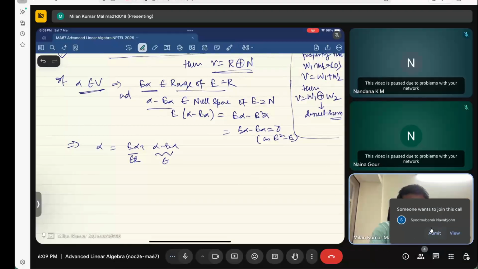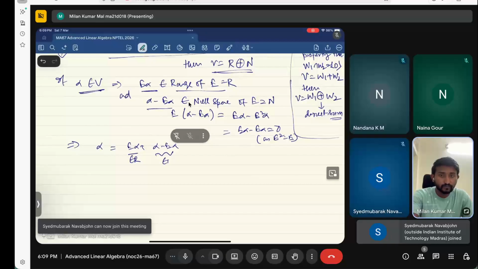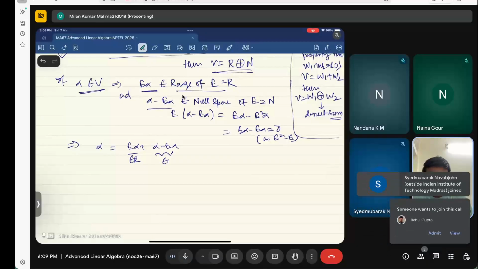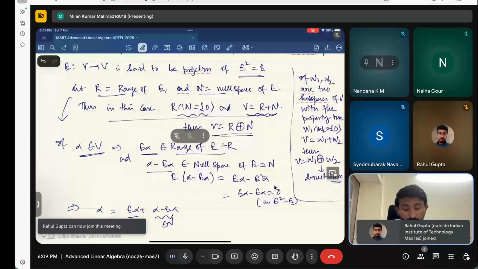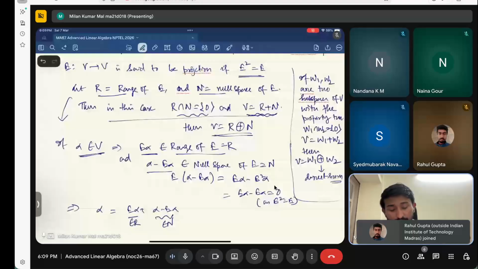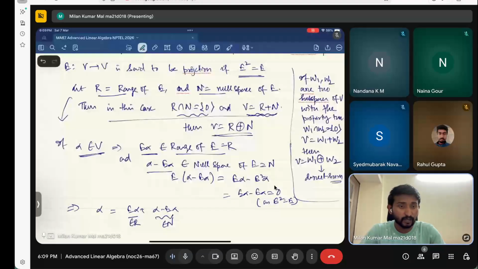And another property is that R intersection N is 0. So why will R intersection N be 0? You can easily see that. Suppose some element beta is in R intersection N, where R is the range of the operator E and N is the null space of the operator E, and E is the projection. That means E square equals E.